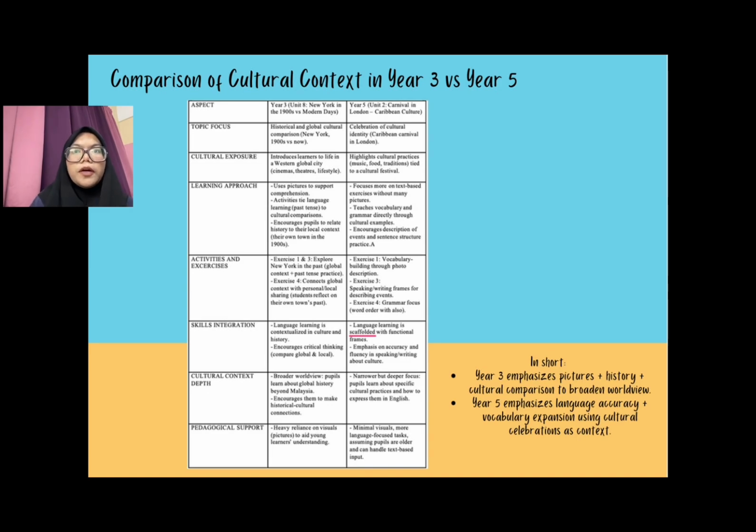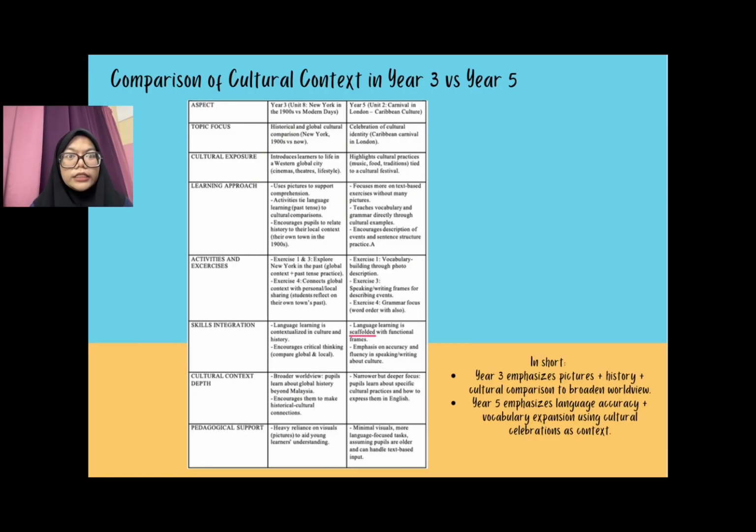Next, I'm going to talk about the activities and exercises. In the Year 3 textbook, exercises 1 and 3 talk about exploring New York in the past, which is talking about global context, and they're also giving past tense practice. While exercise 4 connects global context with personal or local sharing, like students can reflect on their own town's past.